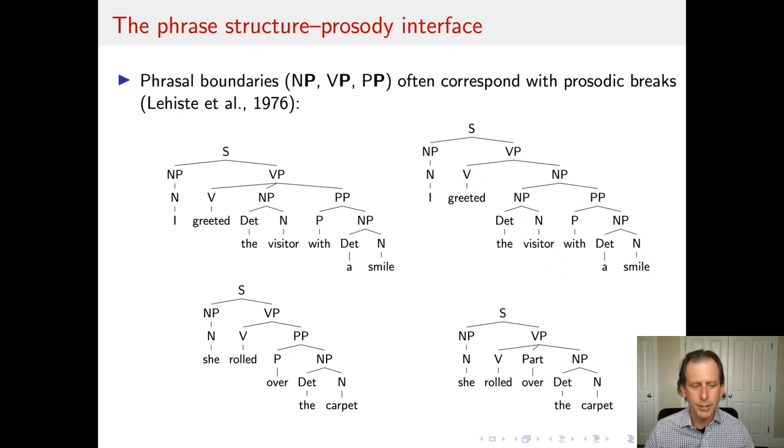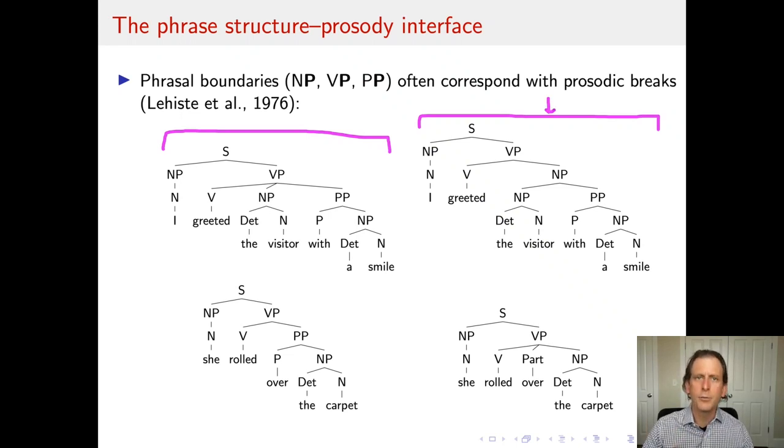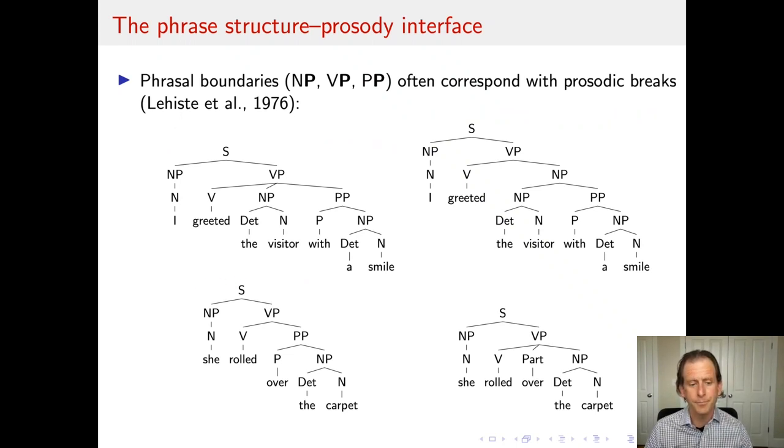I was actually referring to the second example here with my first version and the first example with my second version. Once again, the second example, I greeted the visitor with a smile versus I greeted the visitor with a smile. In the latter case, I put a separation where there's a higher level separation between the prepositional phrase and what it associates with. Some of the other examples are even stronger.